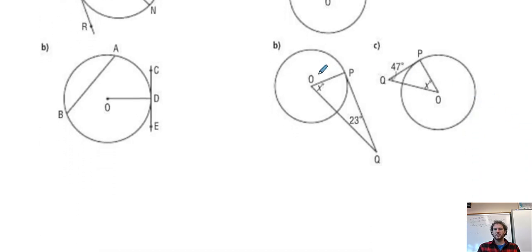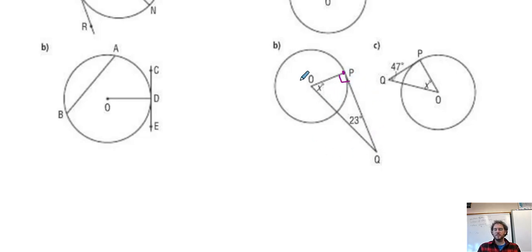Okay, let's take a look at the next one here. So again, PQ, there's my tangent line. Point P here is my point of tangency. OP is my radius. So does that mean my X is 90 degrees? Well, no, my X isn't 90 degrees, but this angle here is 90 degrees.